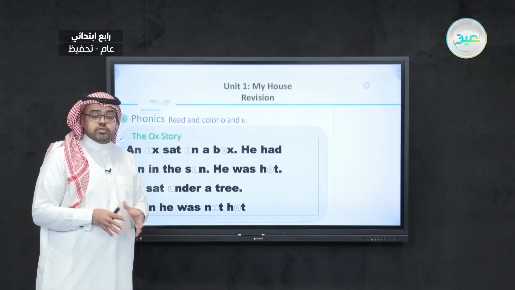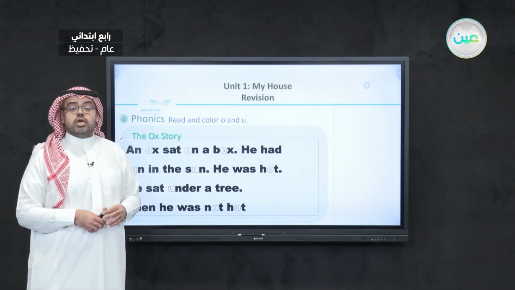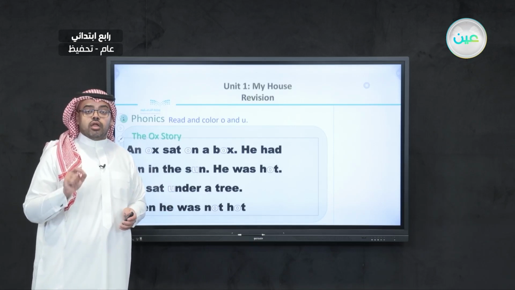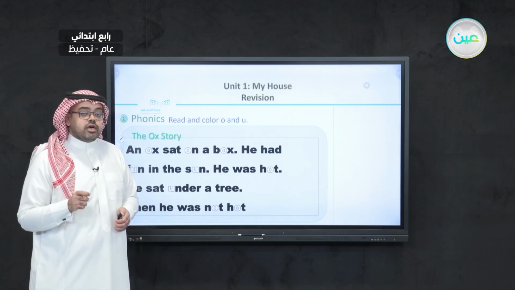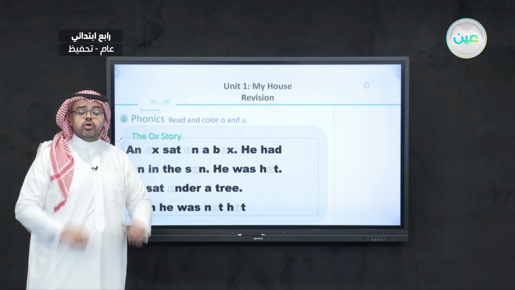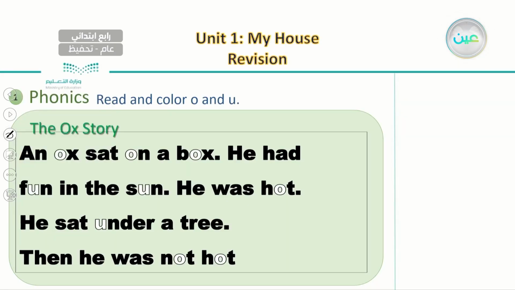After we listened to the story, and after we read the story, the other thing we did is that we colored the letters. We said that we need to color the O and U with different colors so we can differentiate between them. So let's try now to color the letters. Let's start first with letter O. What we did last time is that we colored letter O with the red color like this.